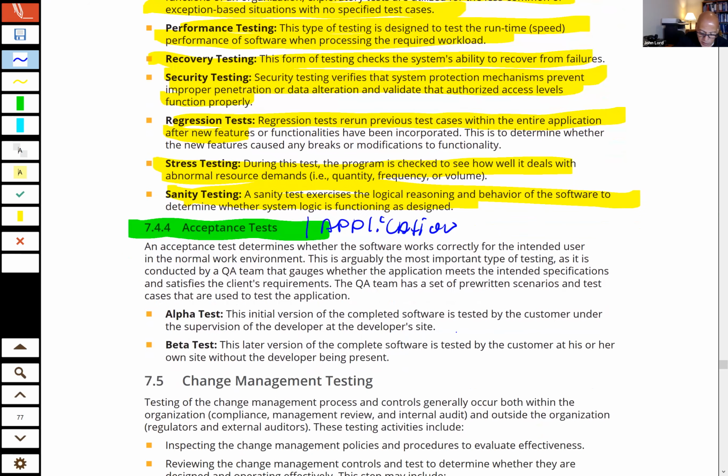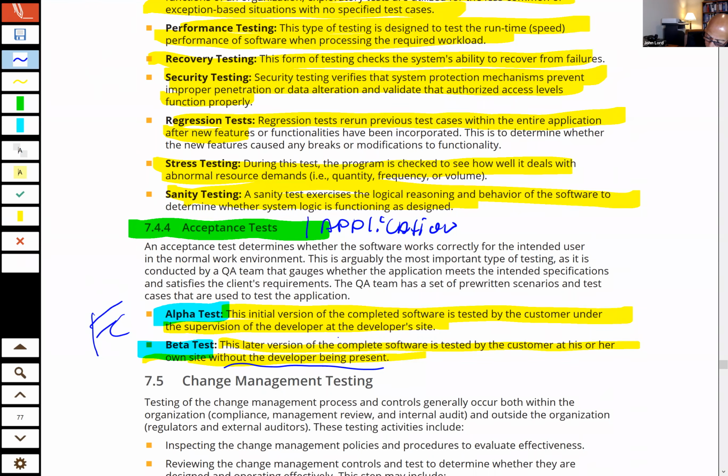Okay, and you can have alpha test versus beta test. Okay, I'm trying to highlight that, not strike it. Alpha test versus beta test. And so let's just go ahead and flashcard the two types of acceptance / application testing. And we have the initial version of completed software tested by customer under the supervision of the system developer. The beta obviously comes later, and now we are dealing without the developer being present. So alpha is with the developer present or at their site, and beta is without.